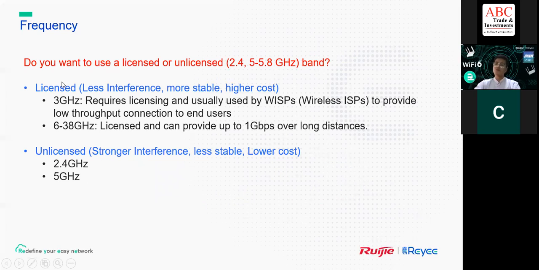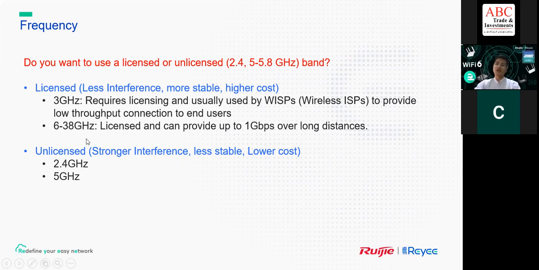Okay, so I want to explain a little bit about the license. For the licensed band, you have to buy the license. You can buy your own private license, like 3 gigahertz. We use it for low throughput bandwidth connections to the end user. We mostly use this band for WISPs. They use this channel, so it can reduce interference and is more stable, but it costs more because you need to buy the license.